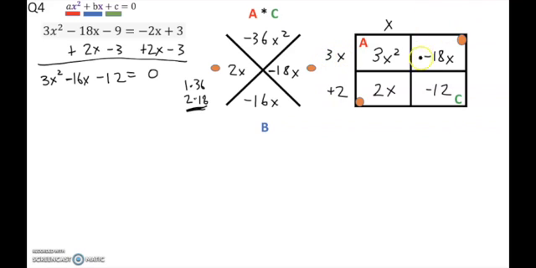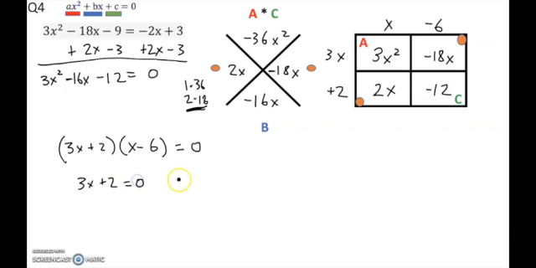3x times what is equal to negative 18x? That should be negative 6. And does negative 6 times positive 2 equal negative 12? Yes, it does. So we have the left side of our equation completely factored: 3x plus 2 times x minus 6 is equal to 0.